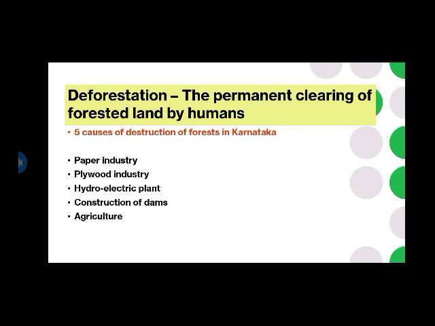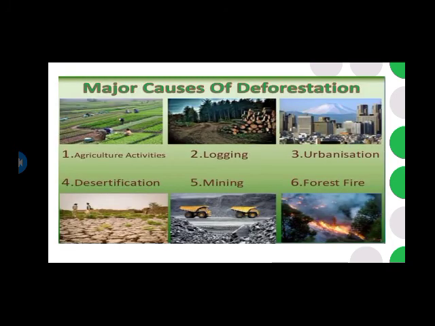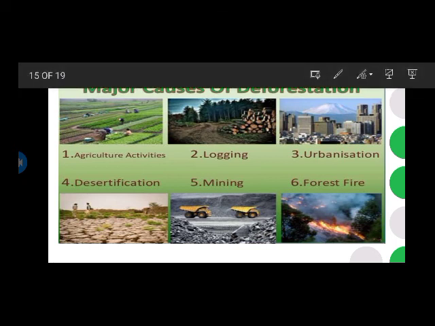So if we keep on cutting down unnecessarily, what will happen? The forest will reduce and the global warming will increase. The other creatures living in the forest won't have any place to live. It is very difficult, isn't it? Look at the causes here. The agricultural activities, do you see?